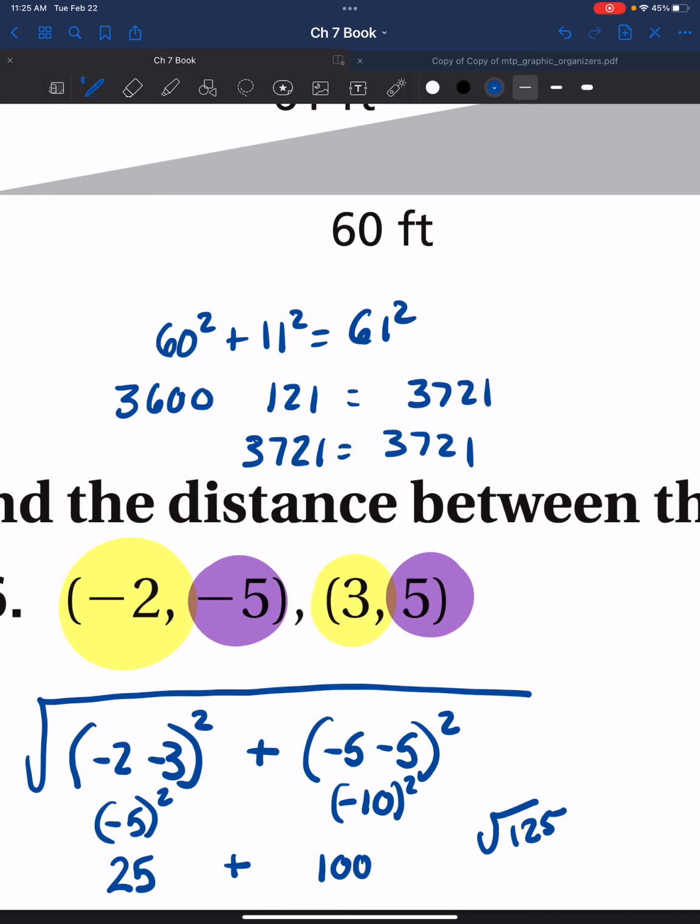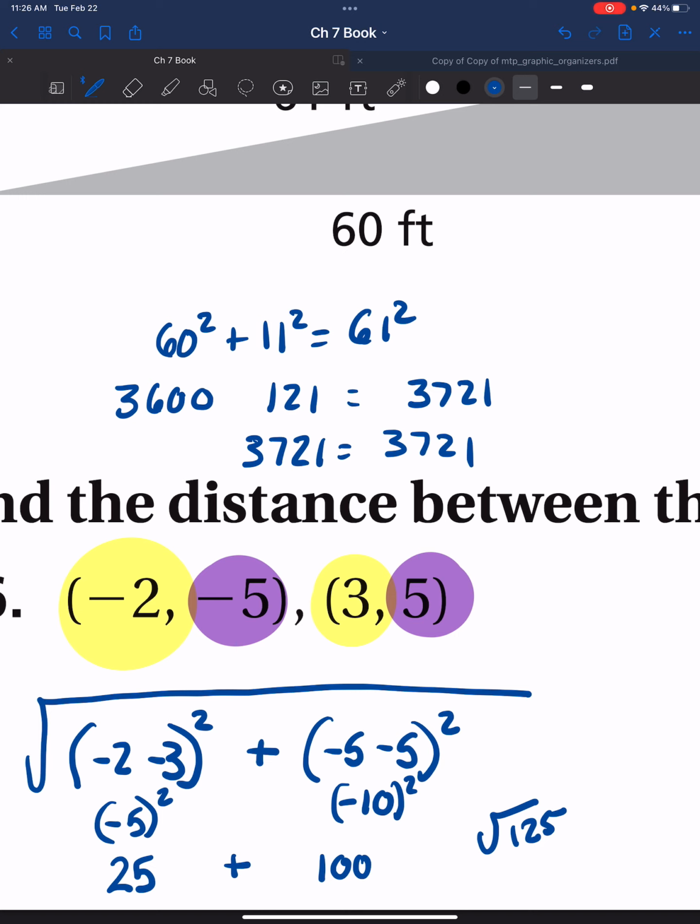Distance. Remember, we're finding distance, guys. Should distance ever be negative? No. What's the square root of 125? It's 11.18033. Yeah, it's 11 point something. It's 11.18033.